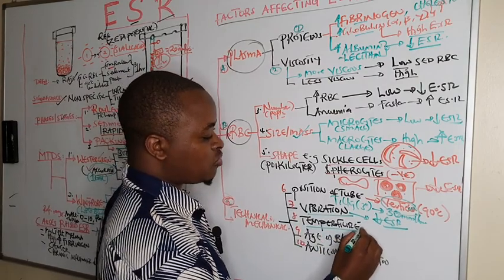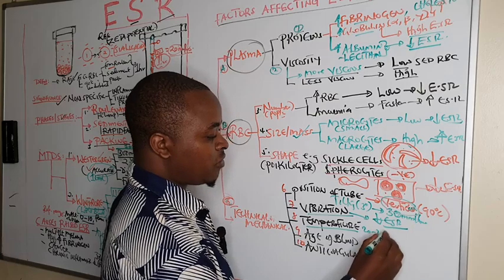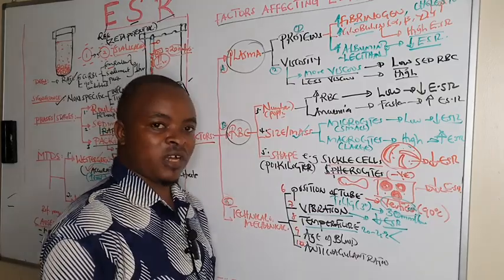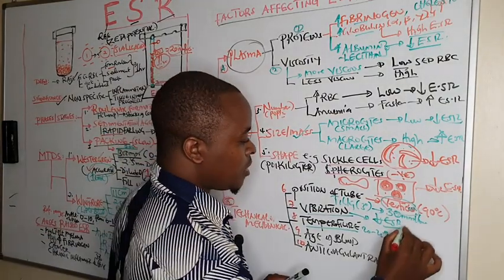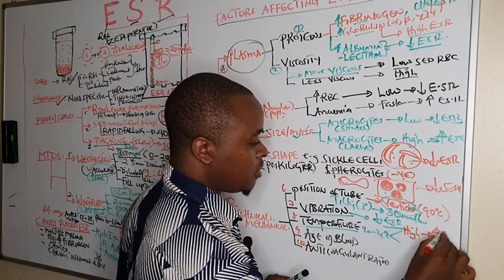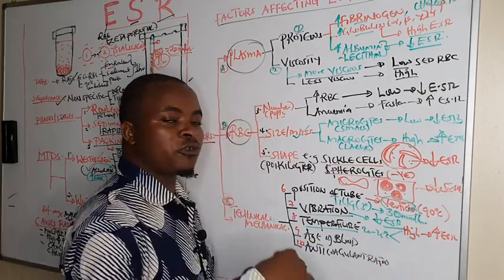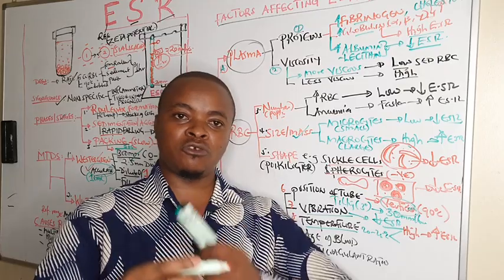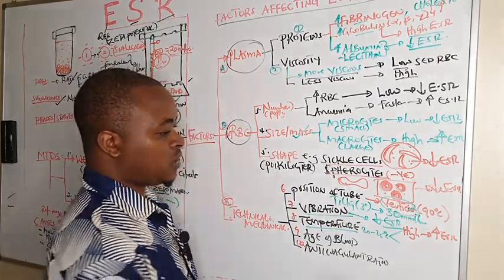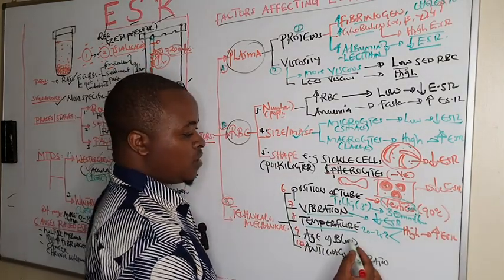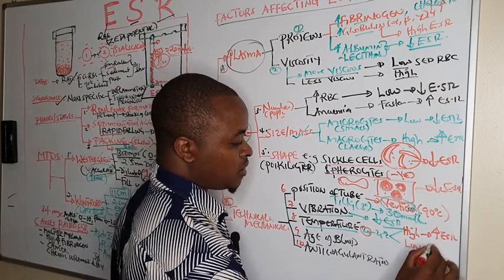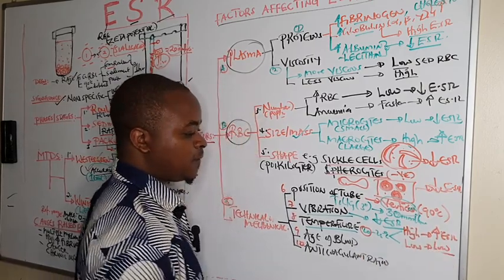What about the temperature? The ideal temperature should be between 20 to 25 degrees centigrade. Above 25, that is high temperature, causes high ESR results, because when you increase the temperature, you reduce the viscosity of plasma and increase the movement of the RBCs, hence leading to elevated results. Whereas when the temperature is below 20, that is low temperature, you get low ESR results.